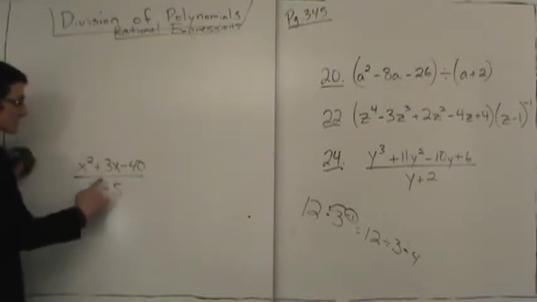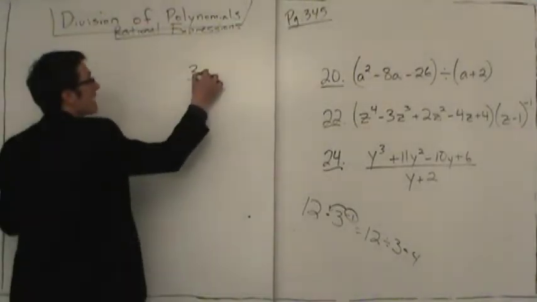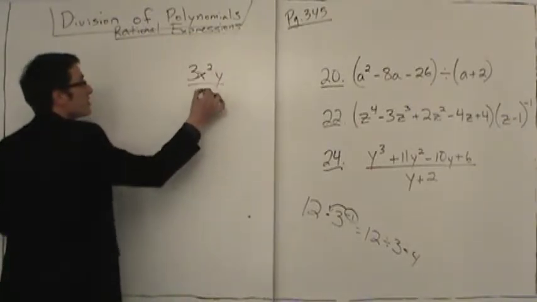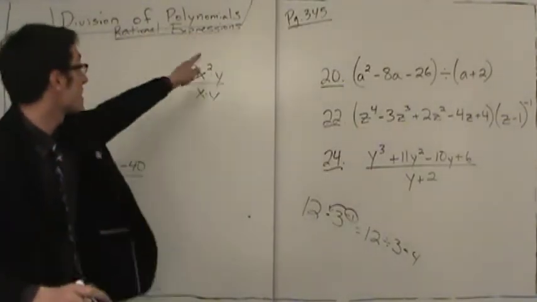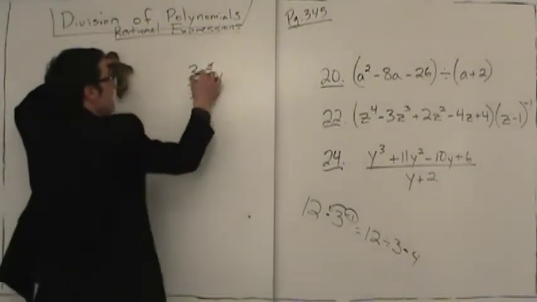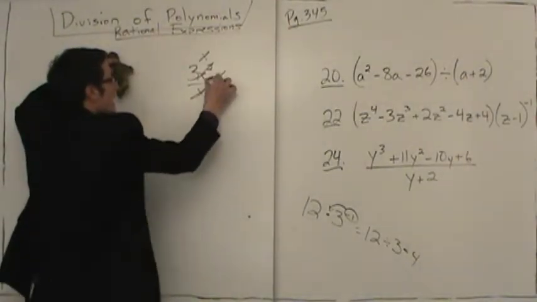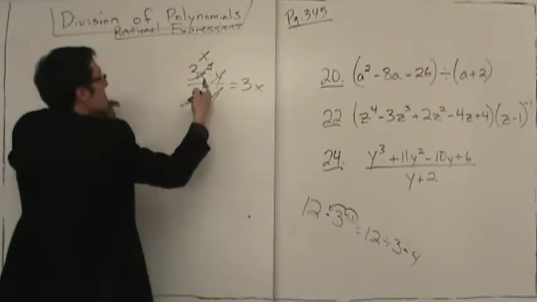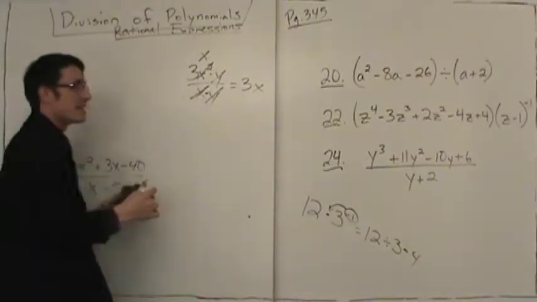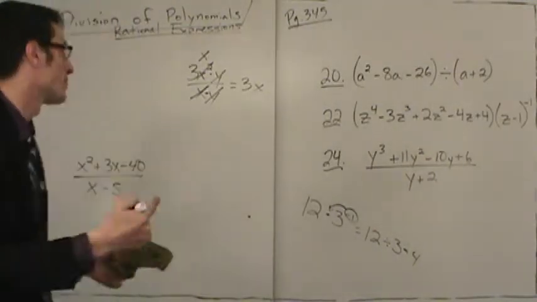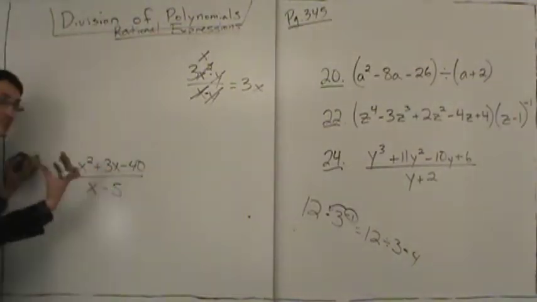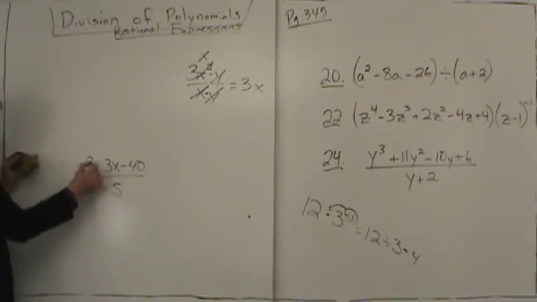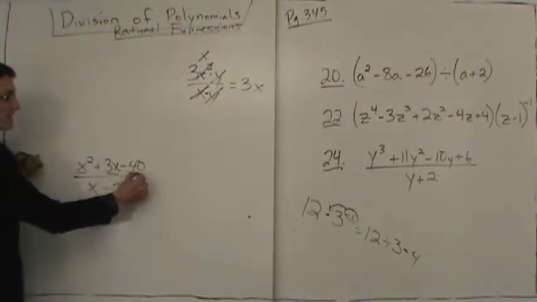When did x's cancel? The x's canceled when you had 3x squared y divided by xy. When everything was multiplication, things canceled. So x canceled with x squared, leaving what? X. Y canceled with y, leaving 1 and 1, and we had an answer of 3x. Why did things cancel? Because you had operation multiplication. Things only cancel when there's multiplication. Notice, in this problem we have addition separating our products. So on top we have addition of x squared, 3x, and negative 40.